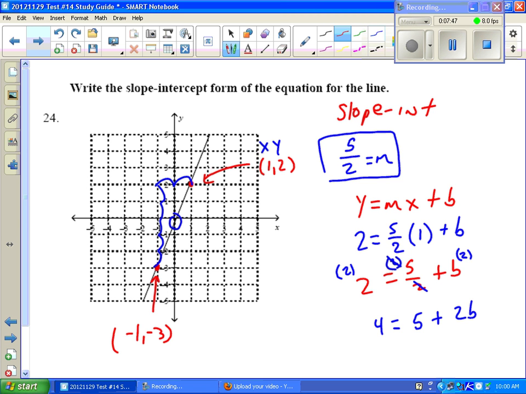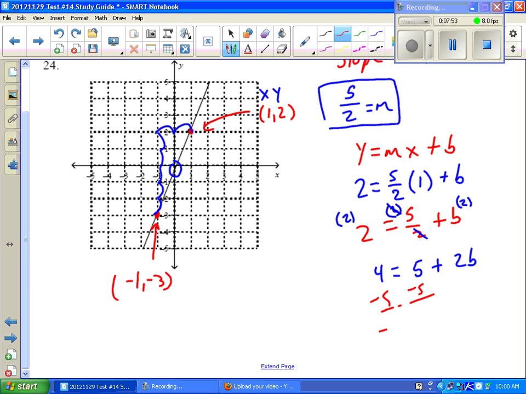+5, you undo that +5 by subtracting 5. You do it there, you have to do it here. 4 minus 5 is -1. These will cancel out, equals 2b, and divide by 2 on both sides. So b's value is -1/2.